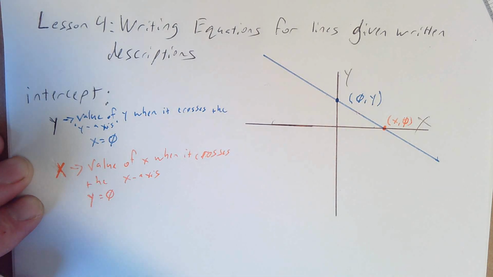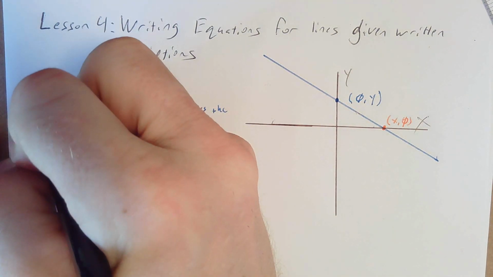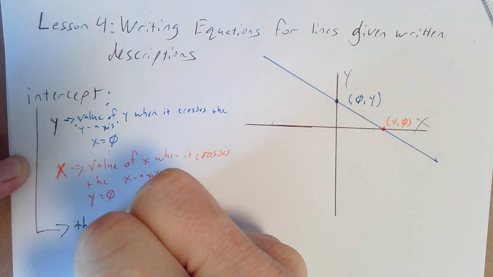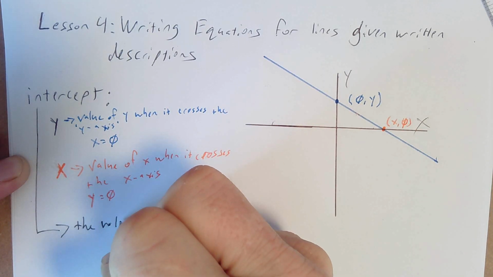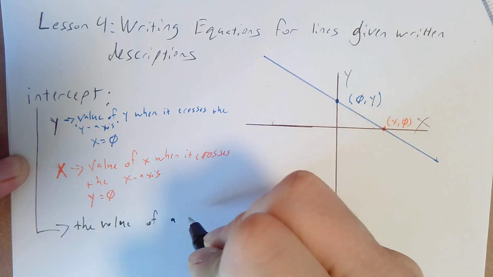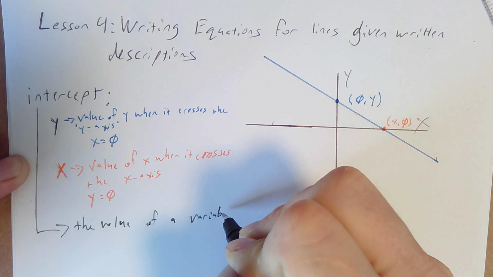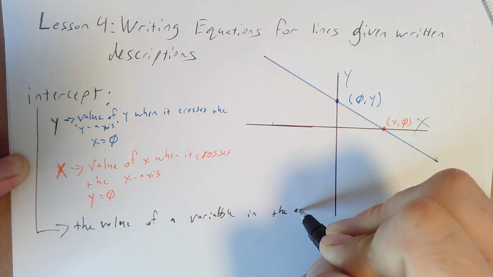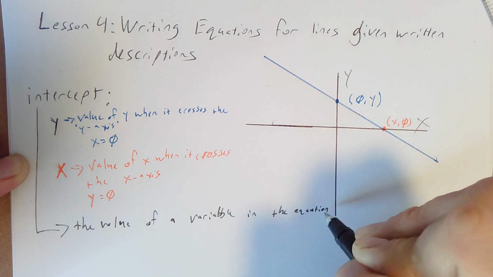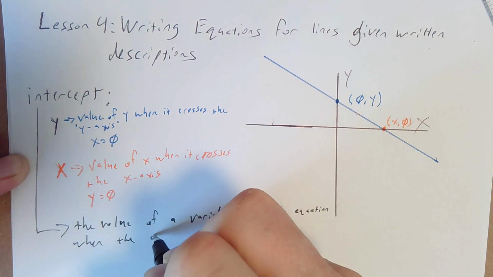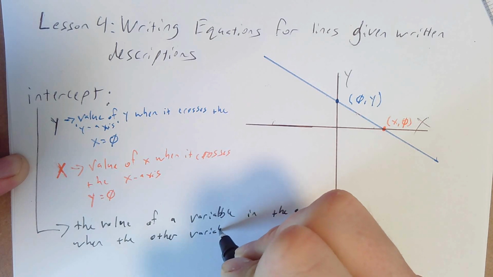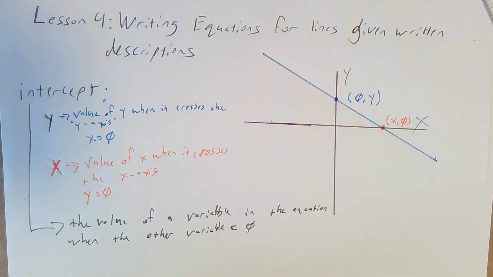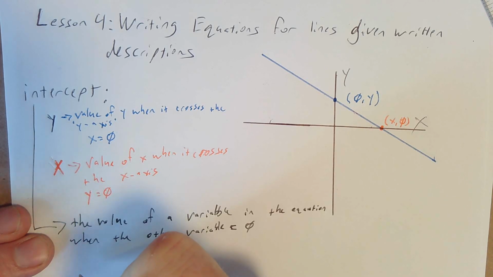An intercept is the value of a variable in the equation when the other variable equals 0.